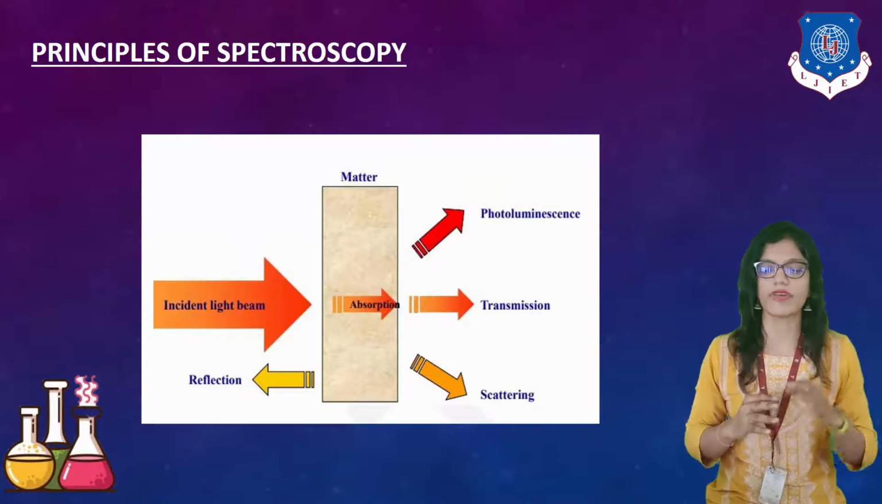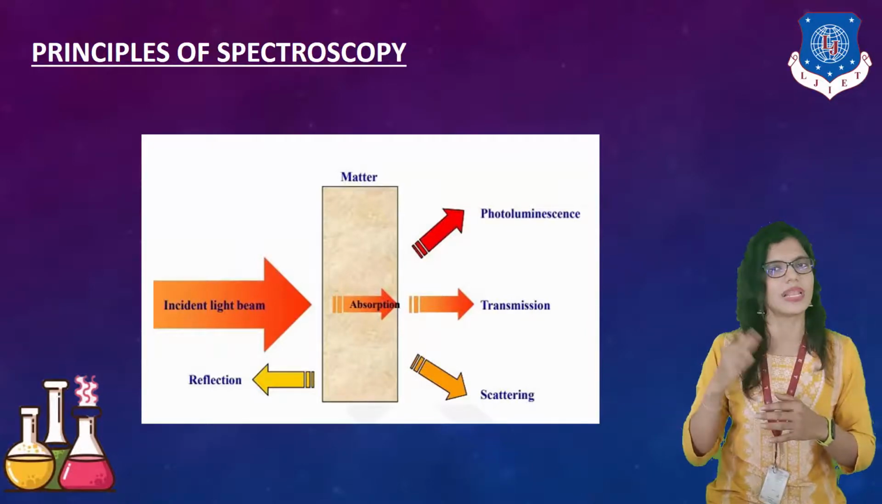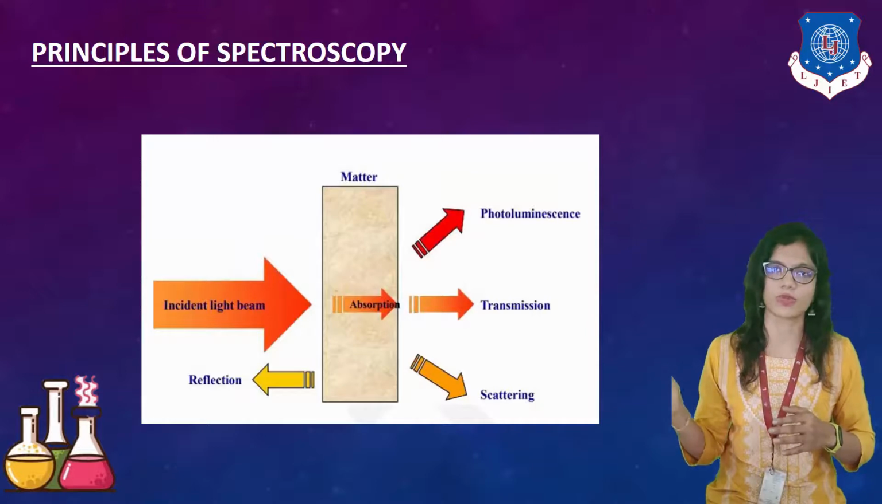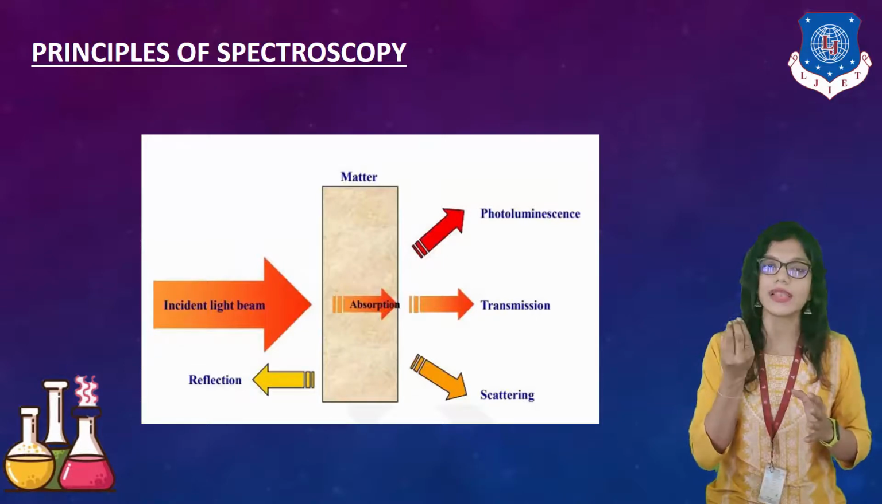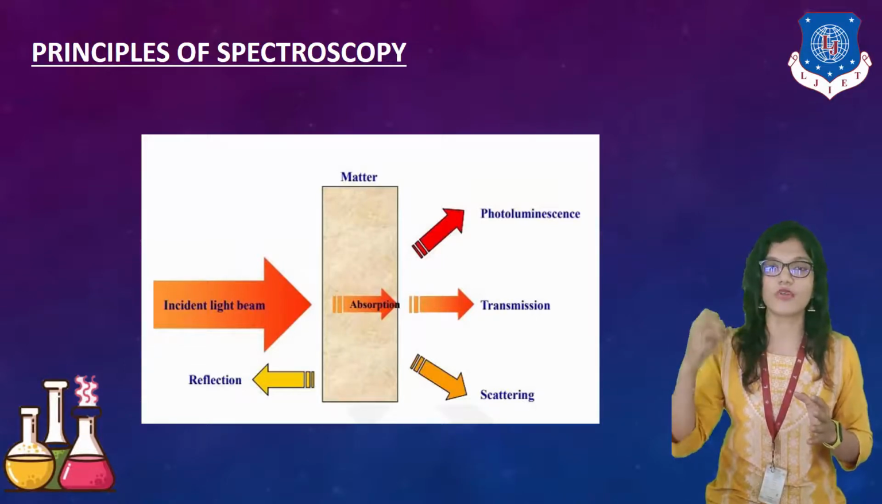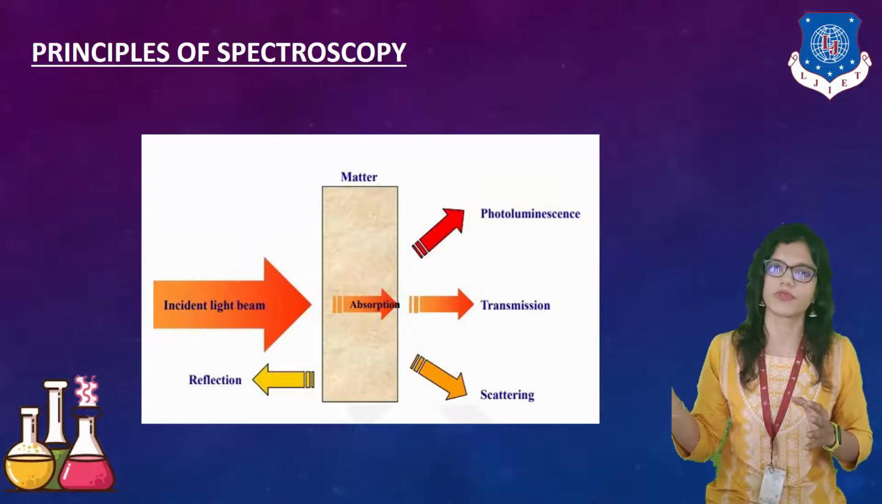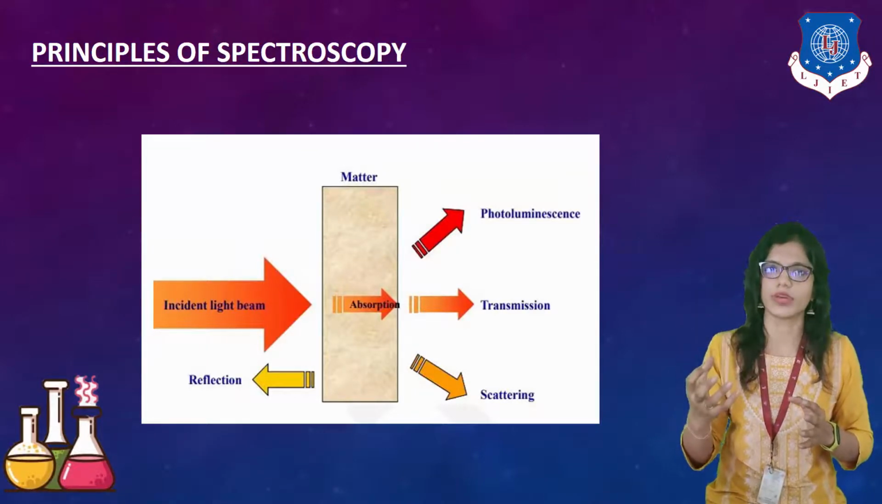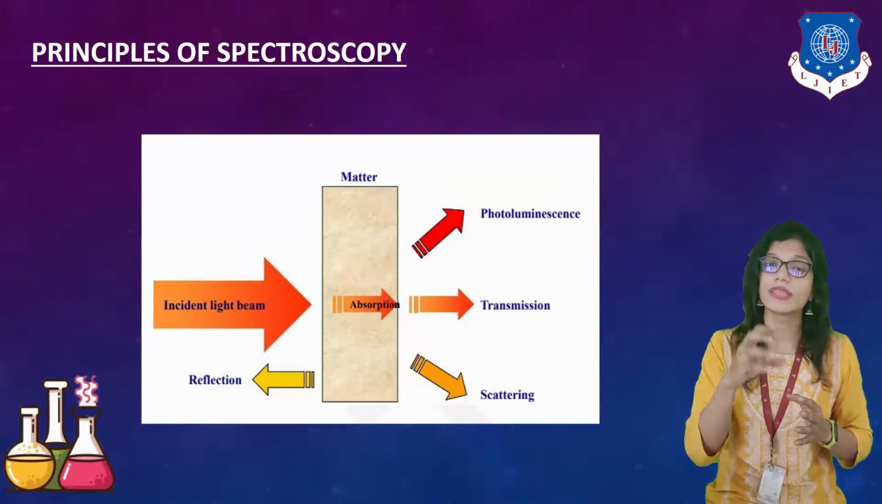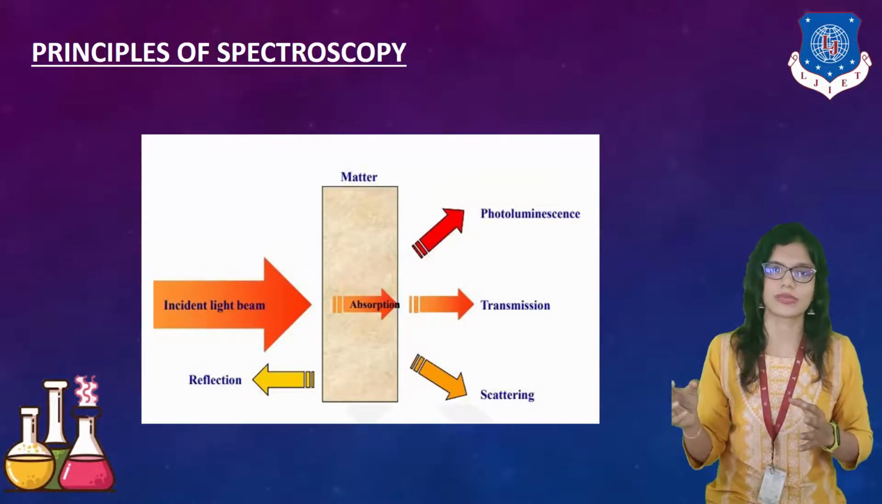Similarly, we have another, that is transmission. The light can be transmitted also, right? And photoluminescence. What do we mean by photoluminescence? Here you will get the emission in the form of light that you will observe, because certain kinds of elements show such behavior. At that time they show photoluminescence.